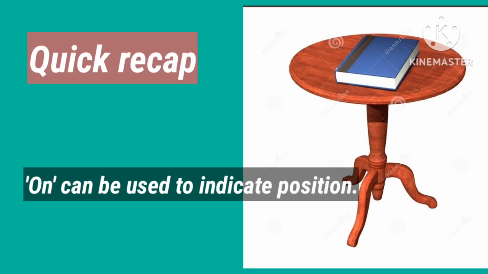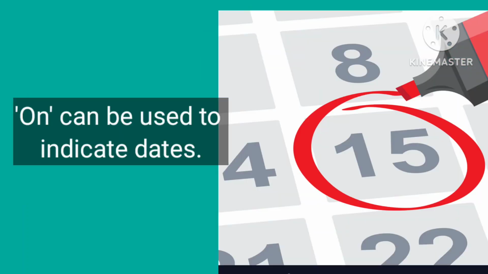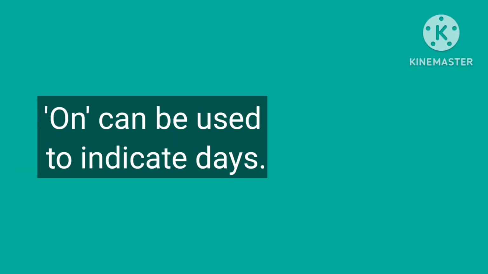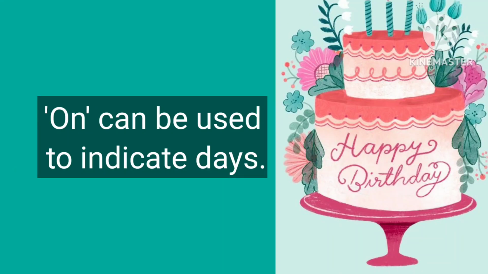On can be used to indicate position. The book is on the table. On can be used to indicate dates. For example, her birthday is on 15th of this month. On can be used to indicate days. For example, her birthday is on Monday.